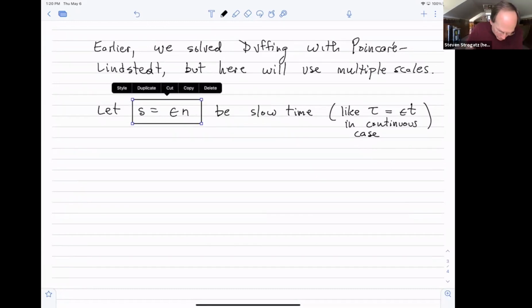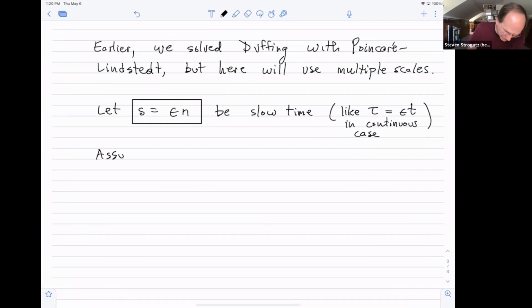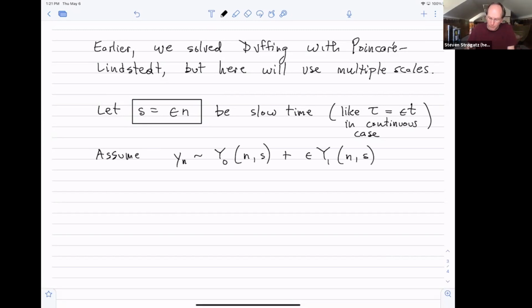And I'm going to assume a form for the solutions, which will be that y_n will be asymptotic to y0(n, s) plus epsilon y1(n, s) plus etc. Right, so we have variations on both the fast time, which is going to be these sinusoidal oscillations, and then slow time, maybe some evolution of the amplitude or phase of the oscillation.